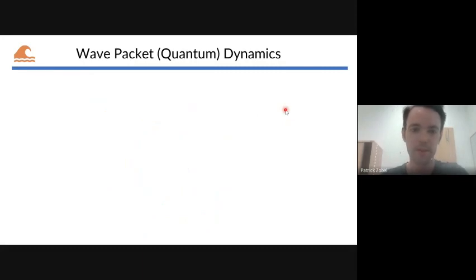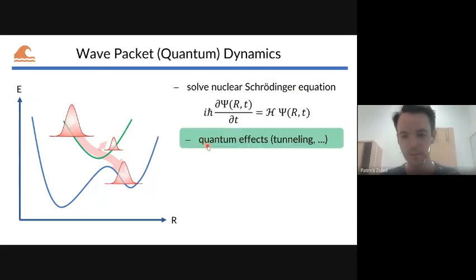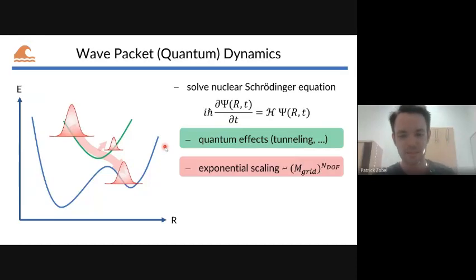If you look at something like wave packet dynamics, also called quantum dynamics, what you do is solve your nuclear Schrödinger equation on a potential energy surface of the electrons. What this gives you is all the quantum effects. For example, you can describe tunneling processes, but the problem is that the simulation of this dynamics scales exponentially with the nuclear degrees of freedom that you have.